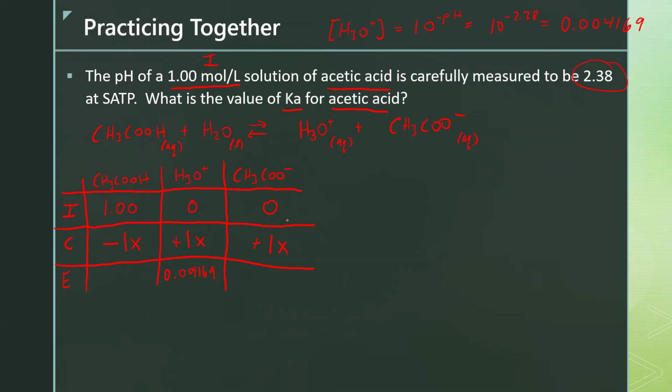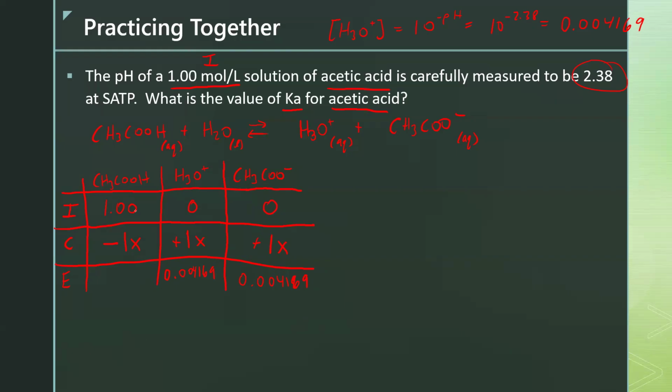What that means is this other column here, the CH3COO negative, we can actually now finish this because we know x is just this number. So 0 plus this number is once again this number right here, 0.004169, right? So that's another piece of our ice chart that we were just able to figure out from there.